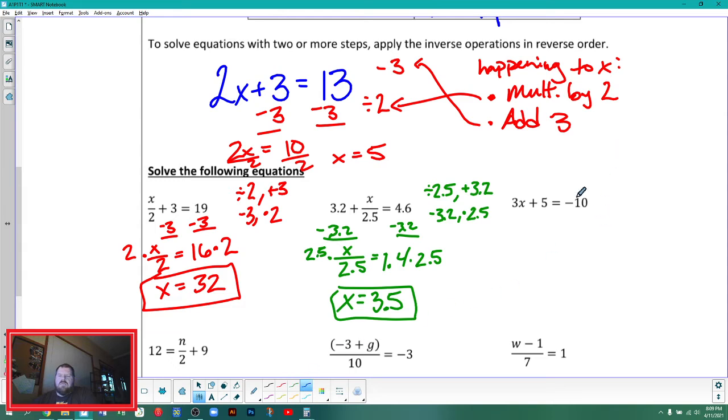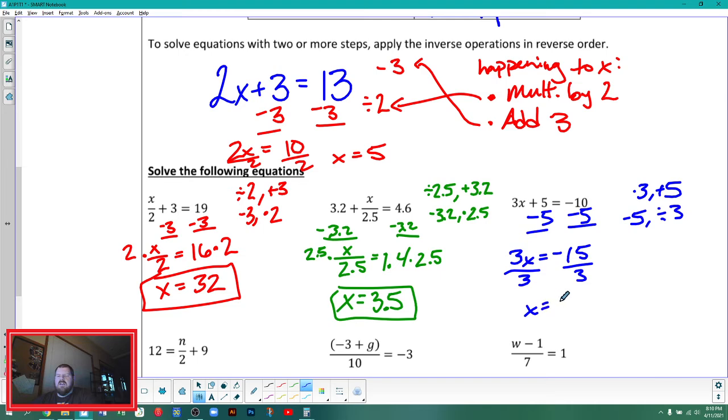Okay, let's look at the next one. What's happening to x? Well, if I knew what it was, I would multiply it by 3, and then add 5. I want to undo those in the reverse order. I'm going to subtract 5 and then divide by 3. So let's go ahead and do that. Subtract 5 on both sides. We get 3x is equal to negative 15, and divide by 3 to get x is equal to negative 5. There we go.